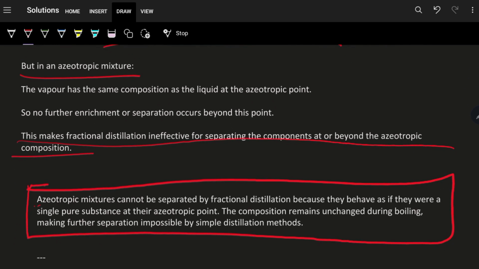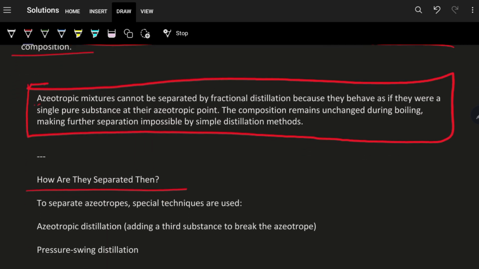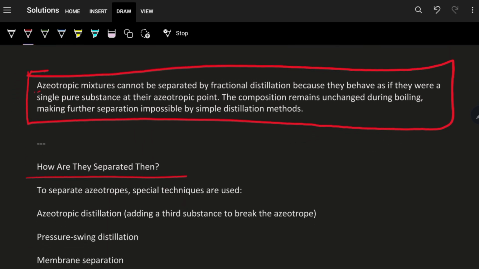So what is happening? The vapors have the same composition as the liquid at the azeotropic point. So you cannot separate them by this method because they have uniform composition in the vapor phase and the liquid phase, because they boil at a constant temperature. So this is what I have highlighted.